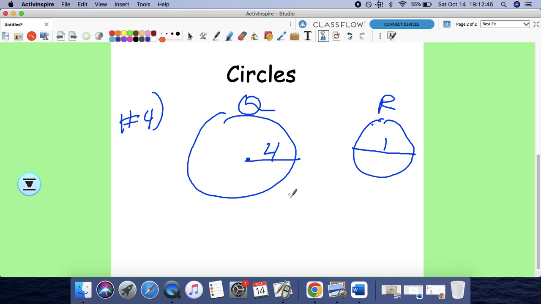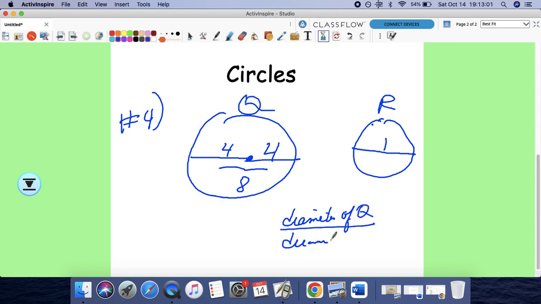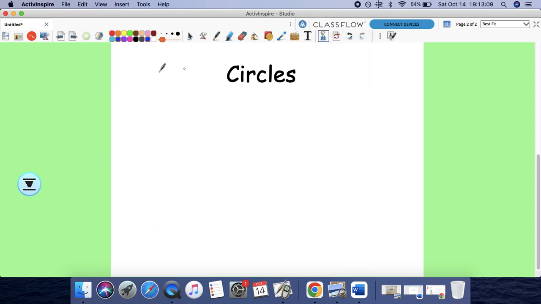All right. So that's 4, and I extend this to the other side, means this is 4, which means the diameter of circle q is 8. So we want the ratio of the diameter of q to the diameter of r. So it would be an 8 to 1 ratio, which gives us 5.